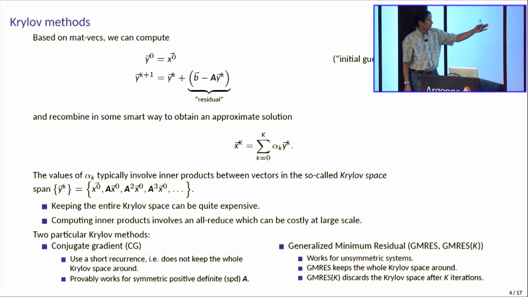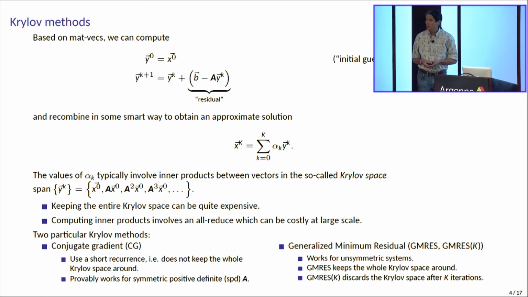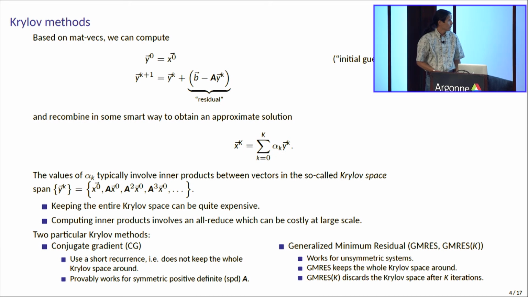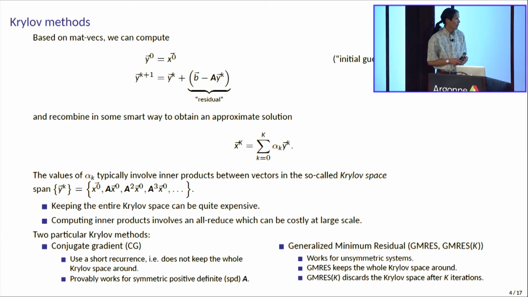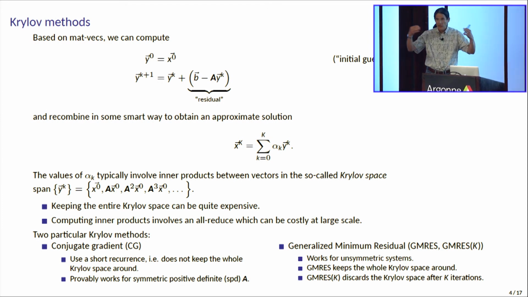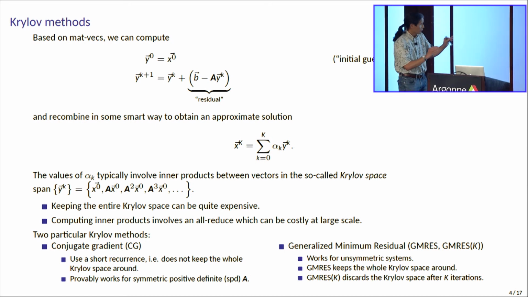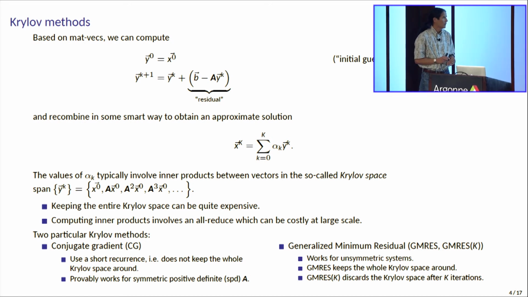Now, keeping the entire Krylov space can be expensive because you're essentially storing dense vectors. That could be one downside. Computing inner products usually requires an all-reduce if you're running in parallel. Well, it does require an all-reduce. As you scale up the problem in terms of the number of MPI ranks, this can be costly. There are ways to take care of that, but in general, that can be costly.